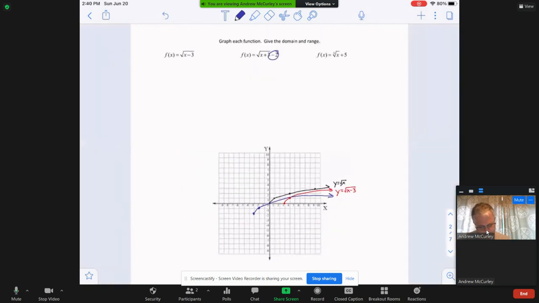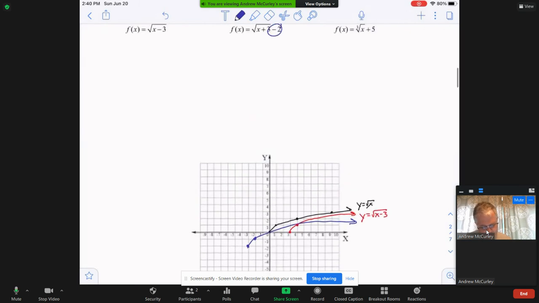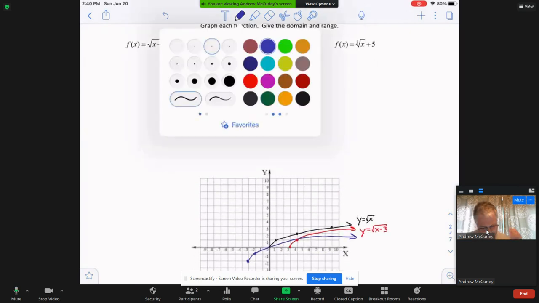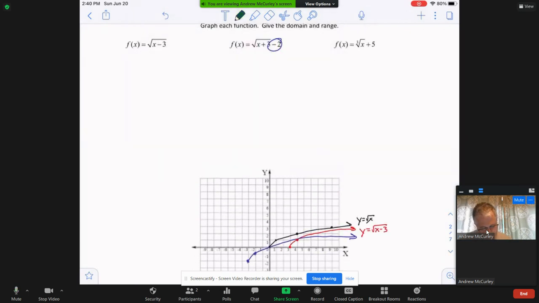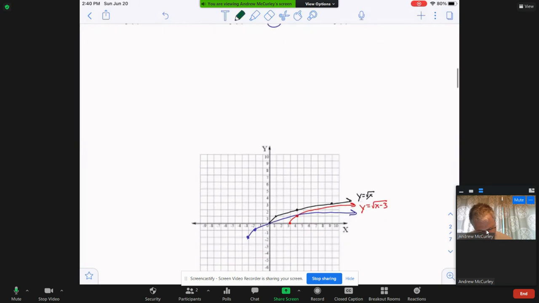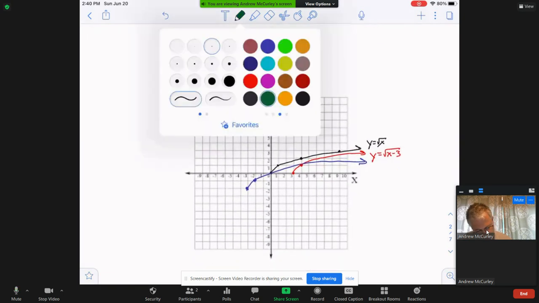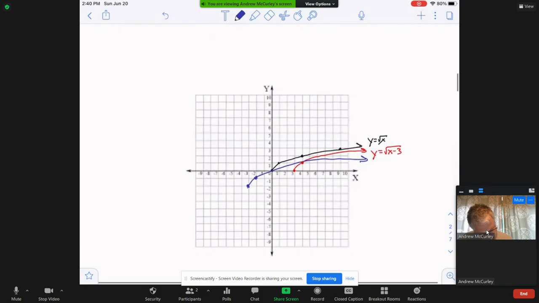All right, and how about the cube root? I've got the cube root of x plus 5. I can make it plus 5 so that I can get it out of the way of the other. But what's going to happen with that? The plus 5 just goes up. I didn't label that, so I'm going to go back and label that. So this one was y equals the square root of x plus 3 minus 2.